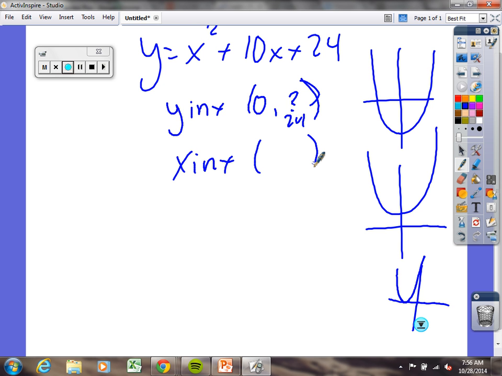How many x-intercepts could we have? Well, here are my 3 different styles of graphs. How many x-intercepts do I have on this one? 2, right? It crosses here and here, correct? Does that make sense? How many times does it cross here? 0. It doesn't have an x-intercept.